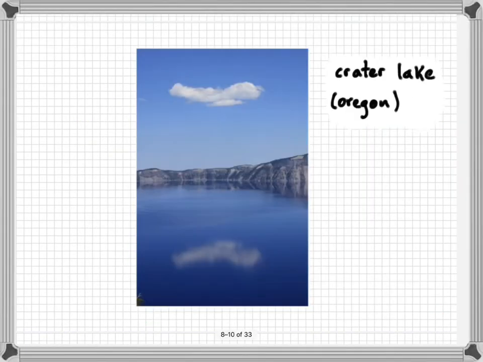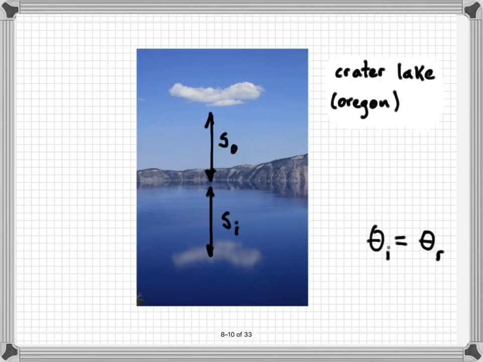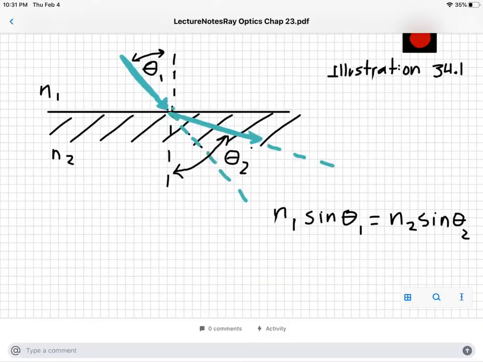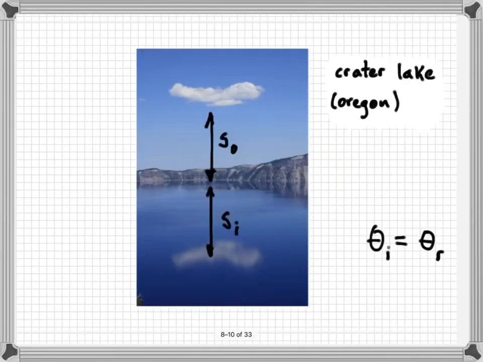This is a picture that I took many years ago of Crater Lake, and you can see that for a cloud, the distance to the object, in this case the cloud, is equal to the distance to the image. Again, this is the case because of the law of reflection that says that the angle of incidence is equal to the angle of reflection, and we get, as a consequence, that the distance to the object is equal to the distance to the image in the case of a flat mirror.